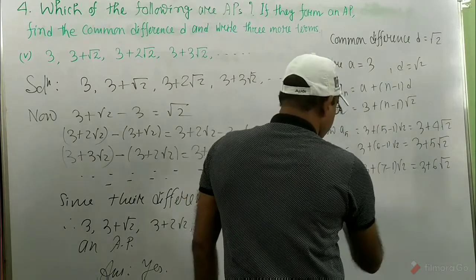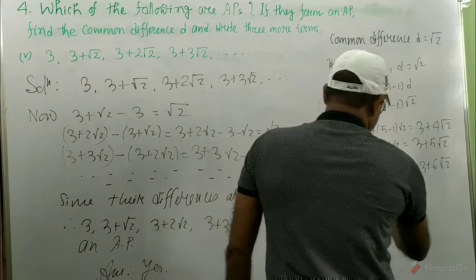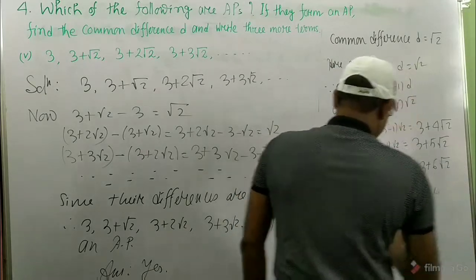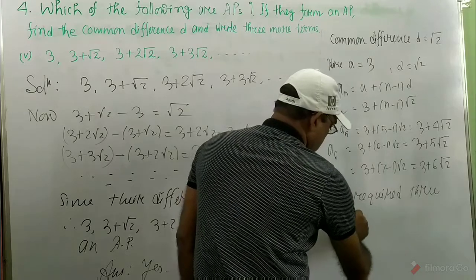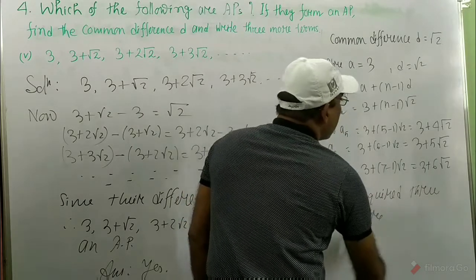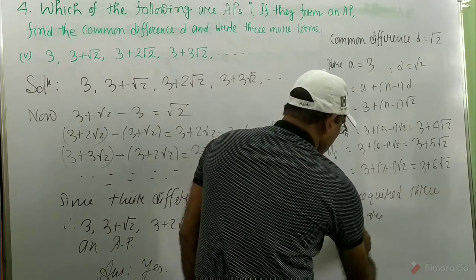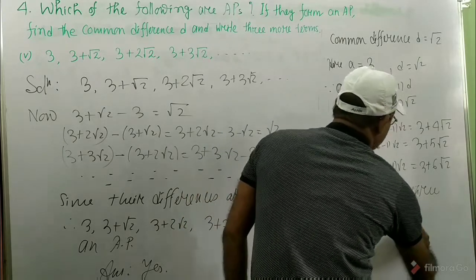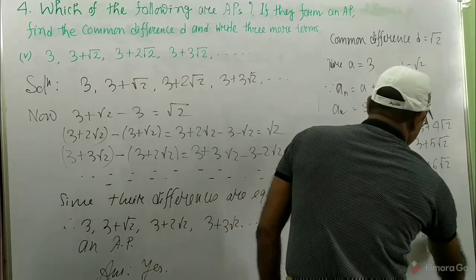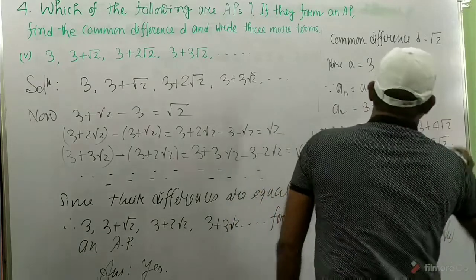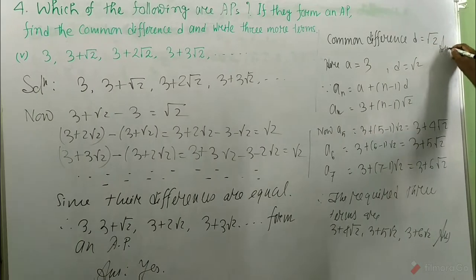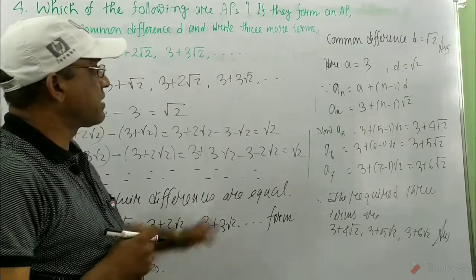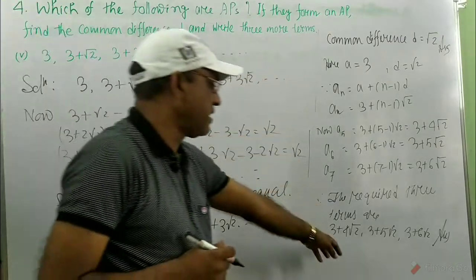Therefore the required three terms are 3 plus 4 root 2, 3 plus 5 root 2, and 3 plus 6 root 2, and this is our answer. And the common difference, root 2, is our answer.